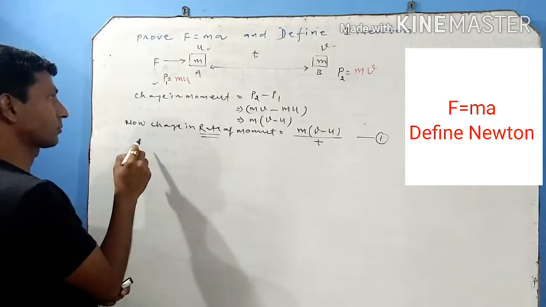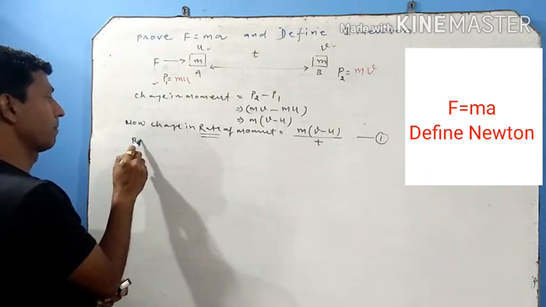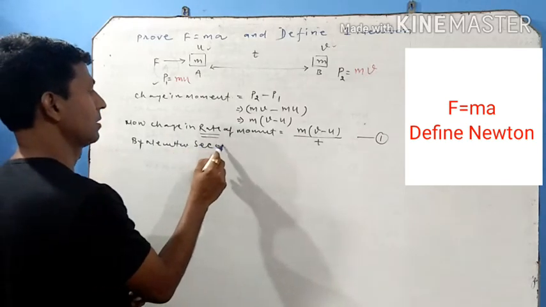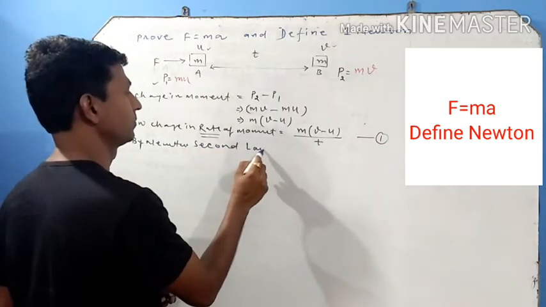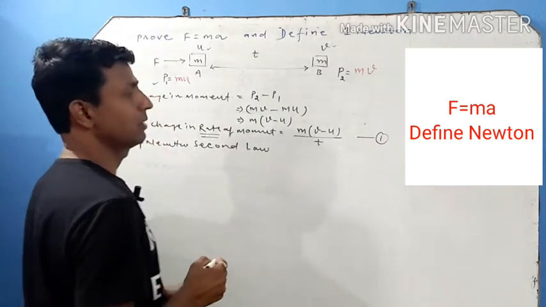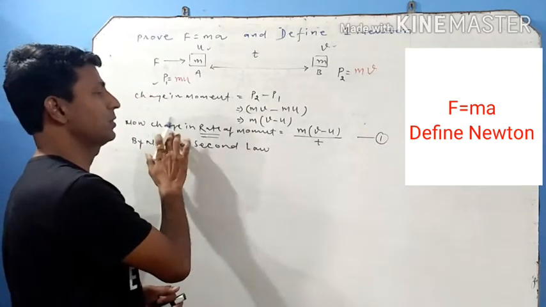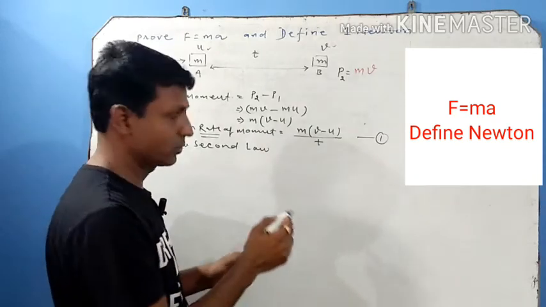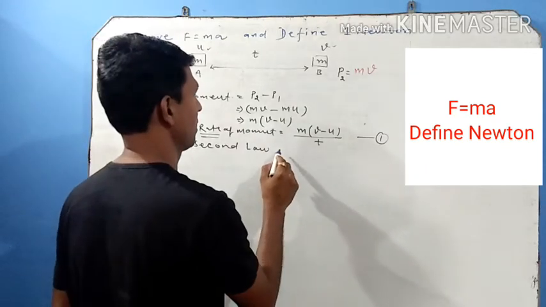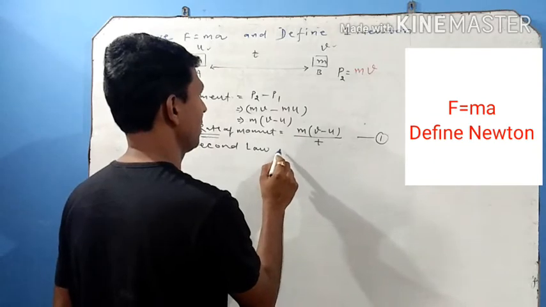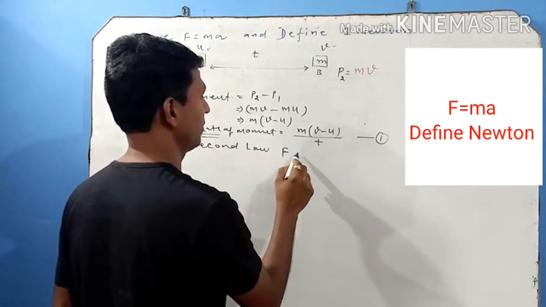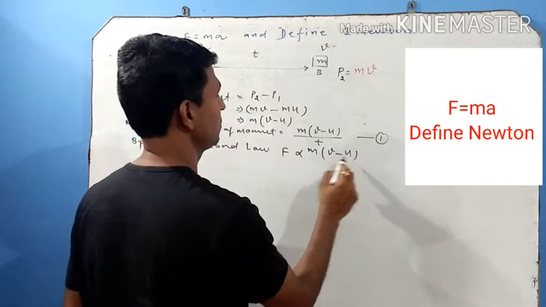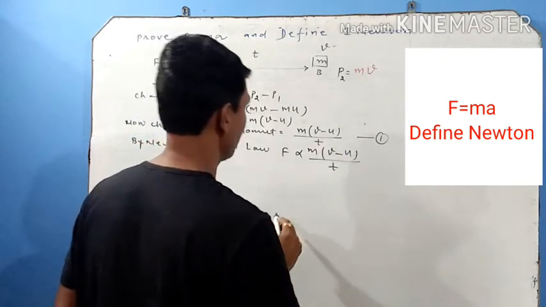Friends, we know by Newton's second law. The second law suggests that the change in rate of momentum is directly proportional to the applied force. So it becomes F is proportional to m(v minus u) upon t.